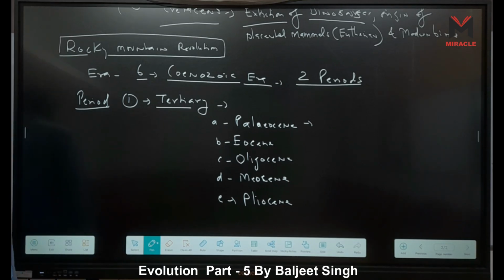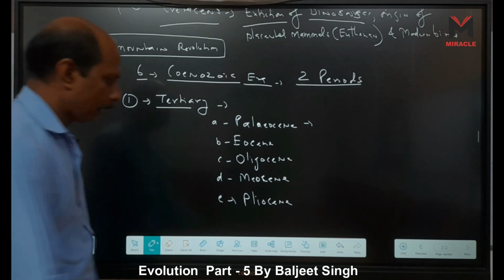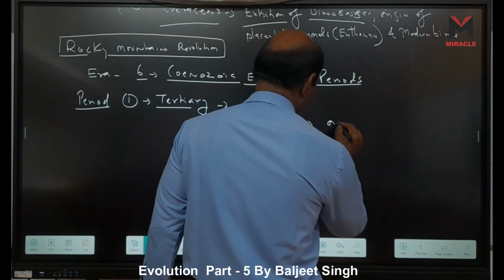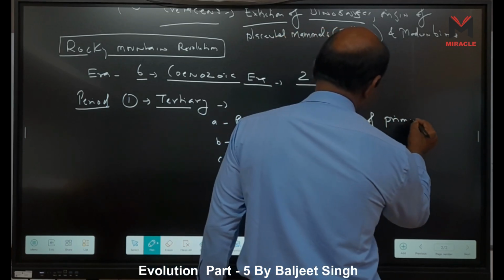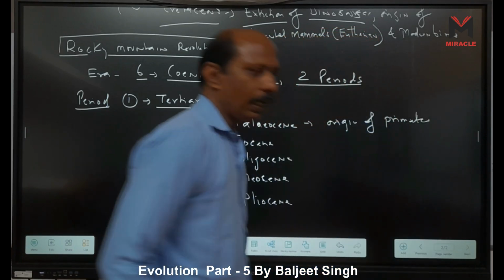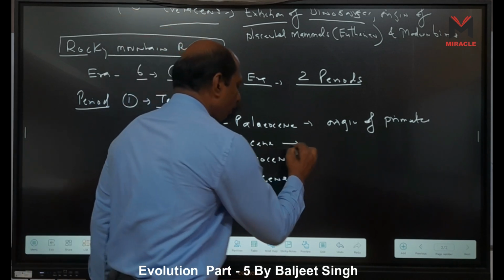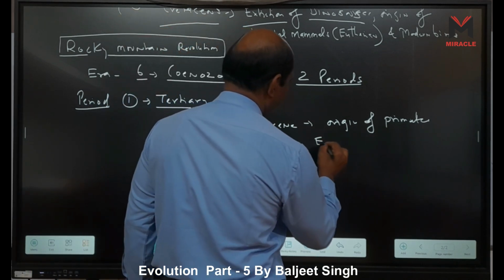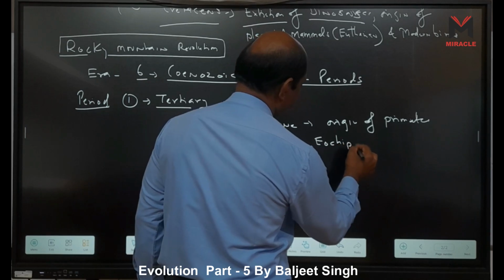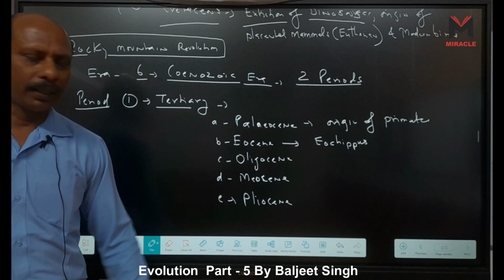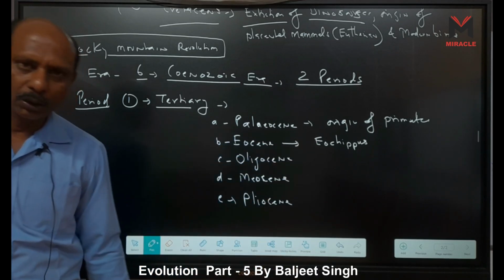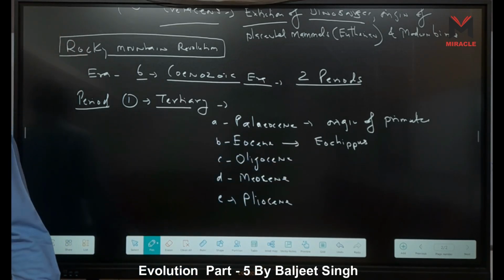And in these epochs, what happens? In the Paleocene, there is the origin of primates. Primates means monkeys, apes, and humans. Eocene means Eohippus. Eohippus means a small horse. We can say they are the ancestors of the horse.